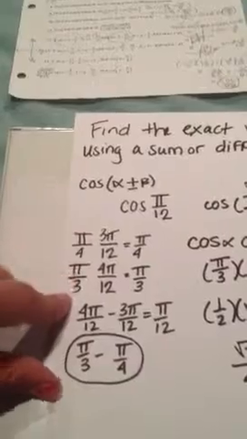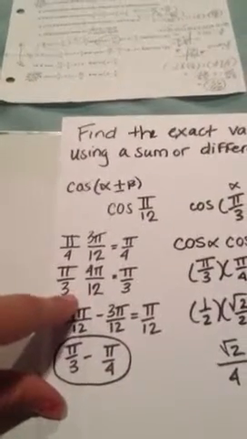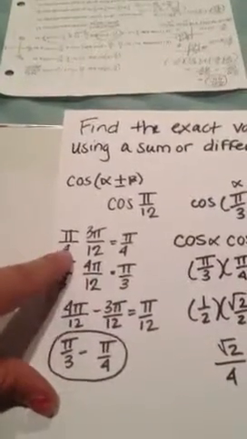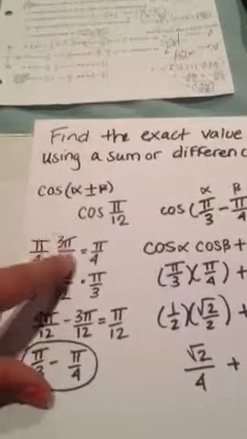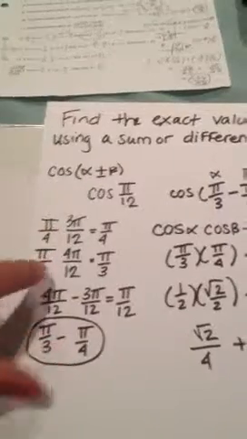So you have to find a common denominator, and the common denominator is 12. 3 goes into 12 4 times, so it's 4 pi over 12, and 4 goes into 12 3 times, so it's 3 pi over 12. And that reduces to pi over 4 and pi over 3, so you're using the same answers that you got right here.